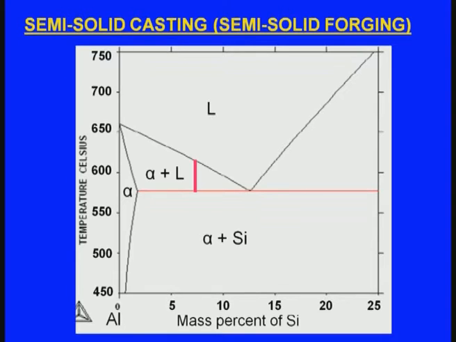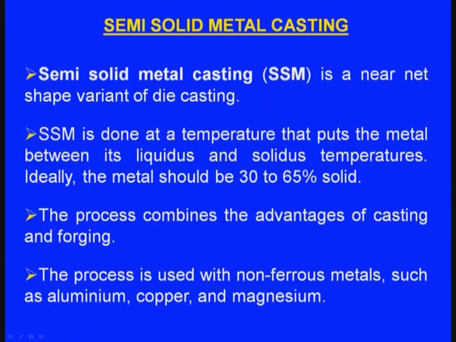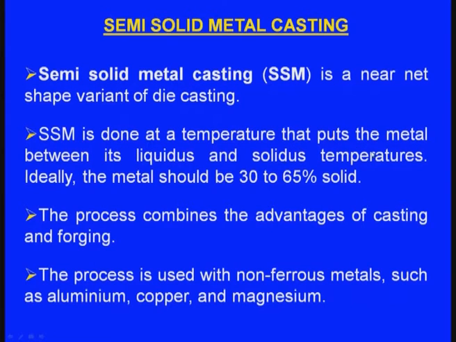Now, let us see the semi-solid casting. The most interesting feature of the semi-solid casting is that the shaping is carried out between the liquidus temperature and the solidus temperature. Now, what are the features of semi-solid metal casting? Semi-solid metal casting is a near net shape variant of the die casting process. It is done at a temperature that puts the metal between its liquidus and solidus temperatures. Ideally, the metal should be 30% to 65% solid, meaning it is not totally solid, it is not totally liquid.